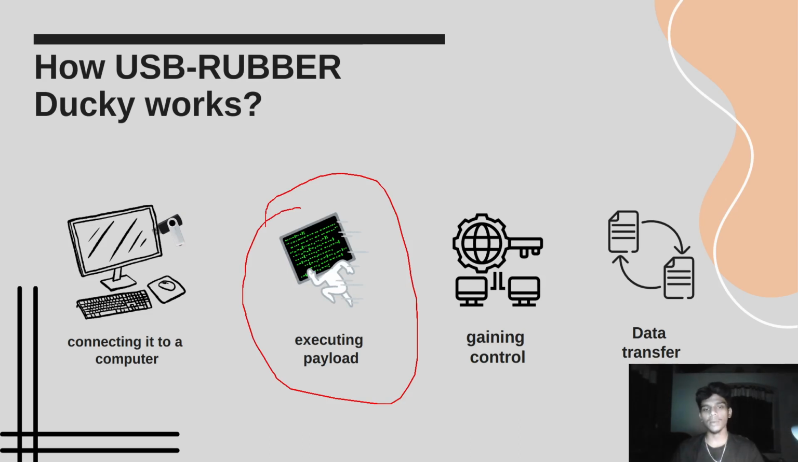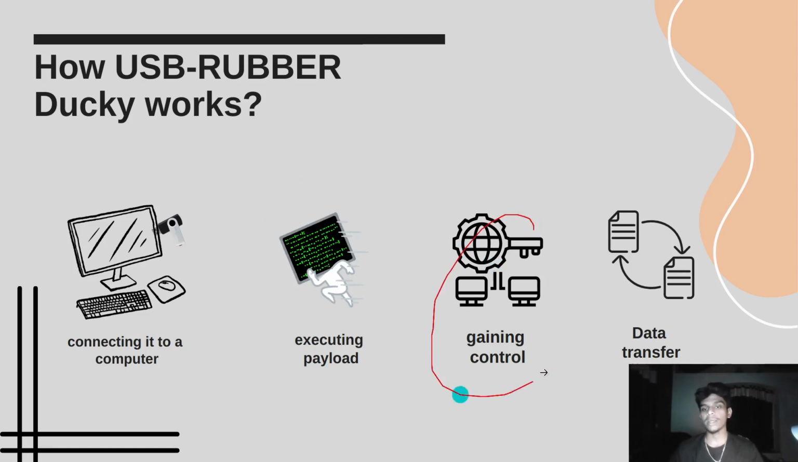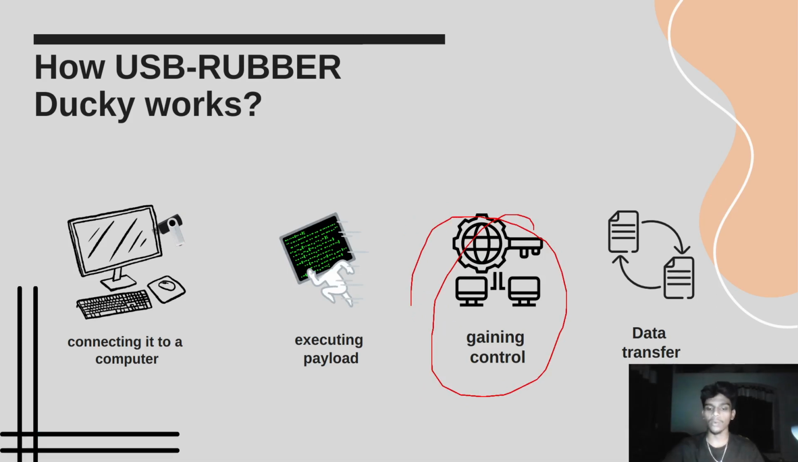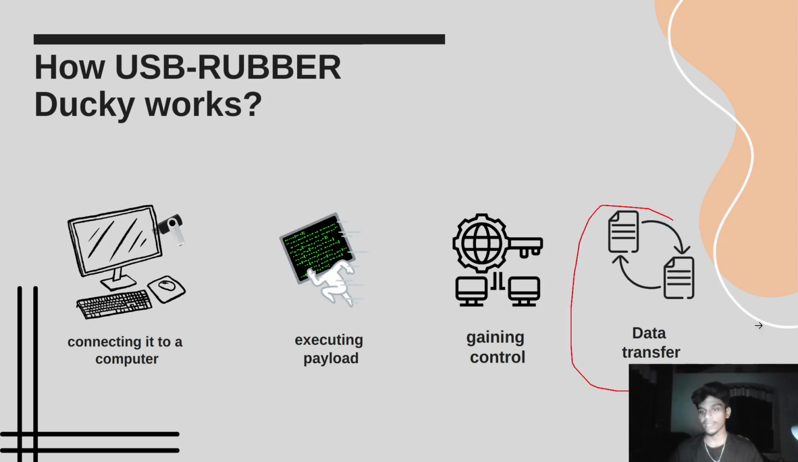When we insert the Rubber Ducky, the payload gets automatically executed. After executing the payload, we gain access to the system, and the Rubber Ducky takes control over the victim's computer. After that, data transfer happens.